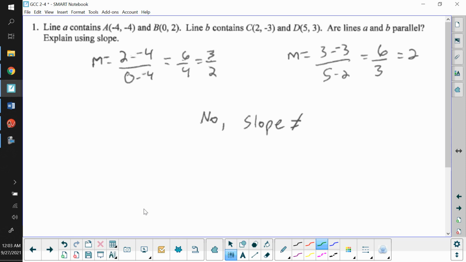When we do a similar idea with the other one, remember to always be careful if your second thing is a negative, you'd have minus a minus. That one gave us 2. The slopes are not equal, so they cannot be parallel.